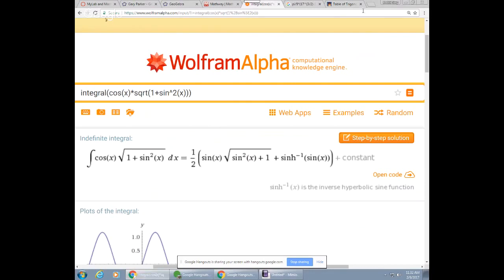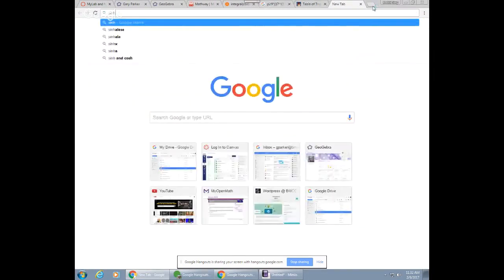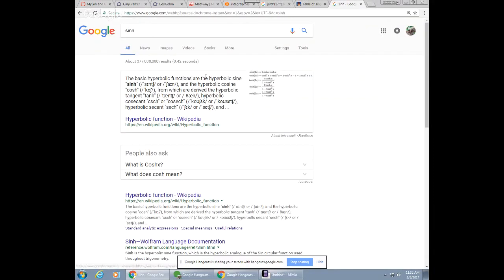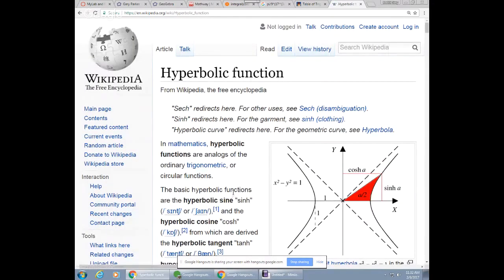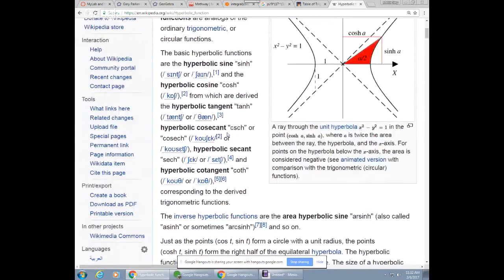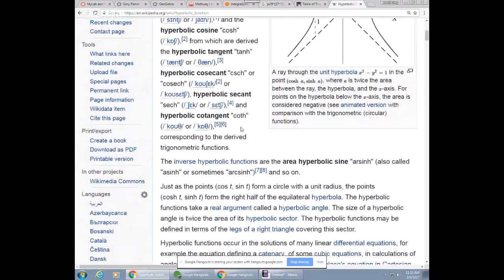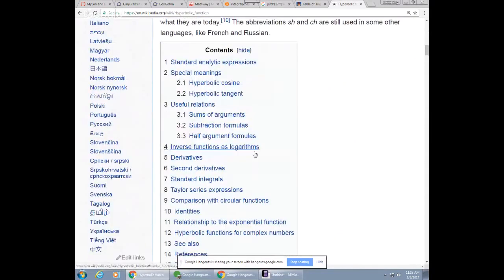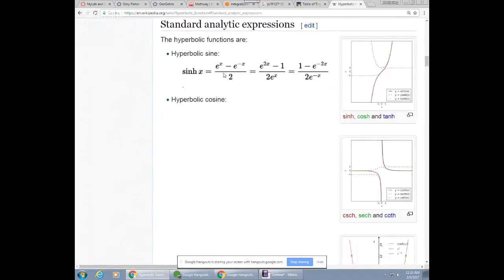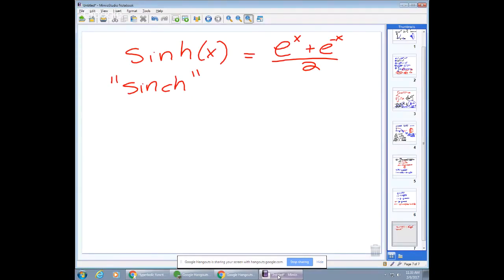So Wolfram alpha, let's get a new page. I'll just type SINH. And it says, yeah, hyperbolic function. Wikipedia is usually a good place. Wikipedia math is usually awesome. I know people put Wikipedia down for a lot of things, but it's pretty good. And further down, they're giving a geometric explanation of it, which is kind of wild. I just want to go to the standard analytic expressions. Oh, it's a minus in between. Okay, so the hyperbolic cosine has the plus in between. And my eraser is missing, of course.